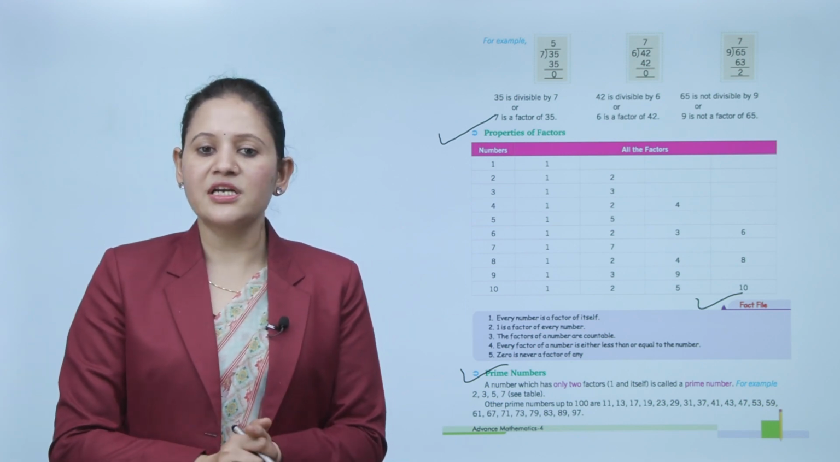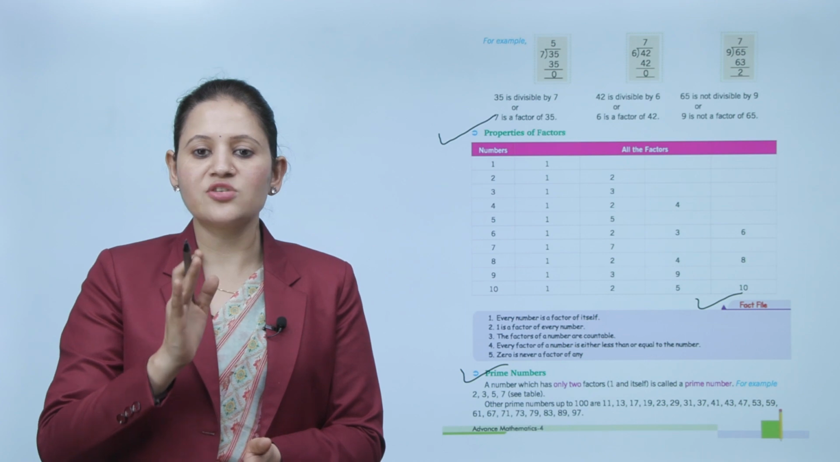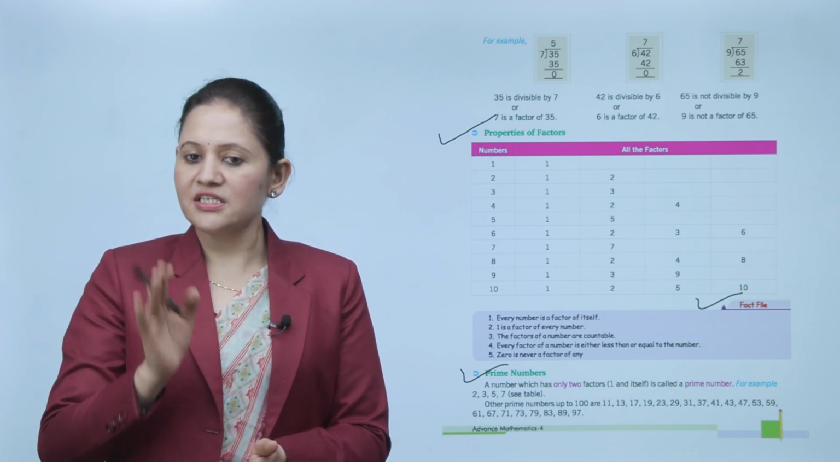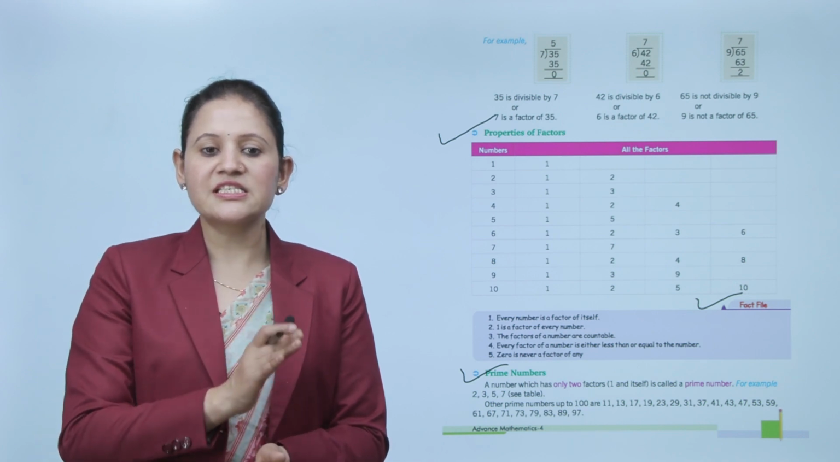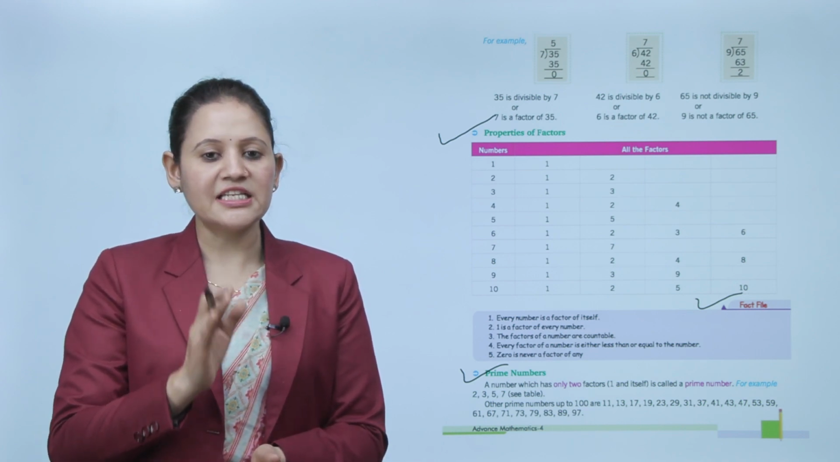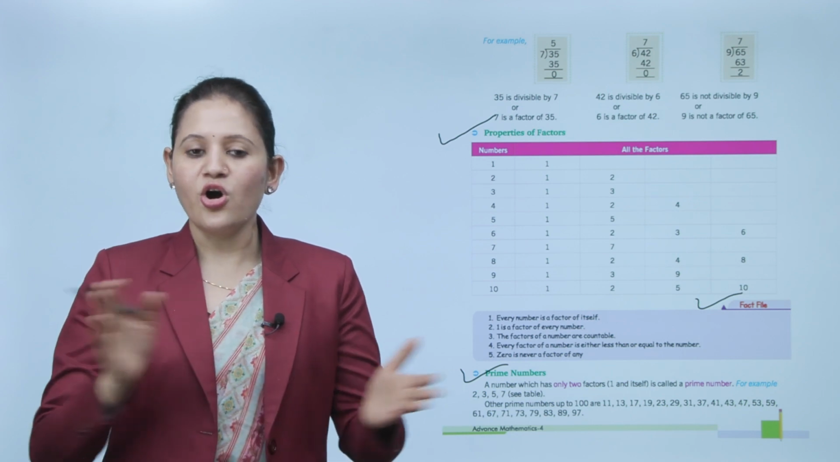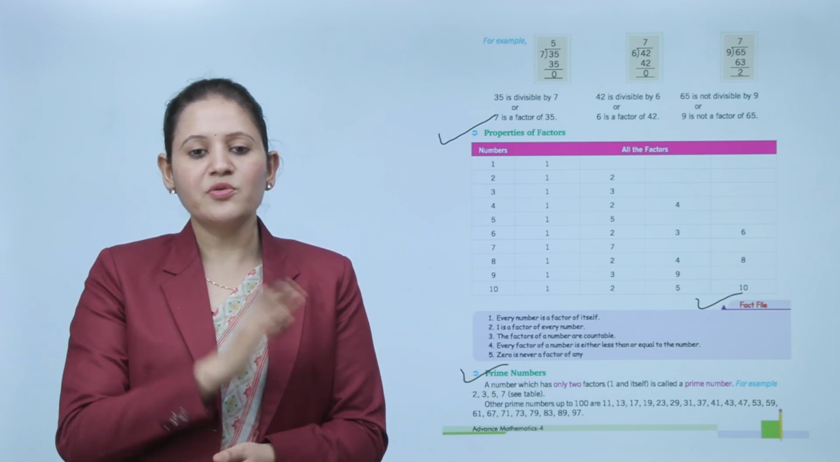Other prime numbers up to 100 are 11, 13, 17, 19, 23, 29, 31, 37, 41, 43, 47, 53, 59, 61, 67, 71, 73, 79, 83, 89 and 97. All these are prime numbers between 1 and 100.